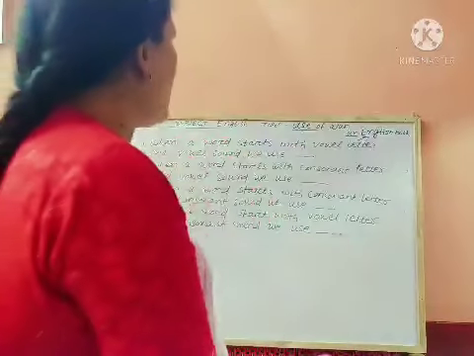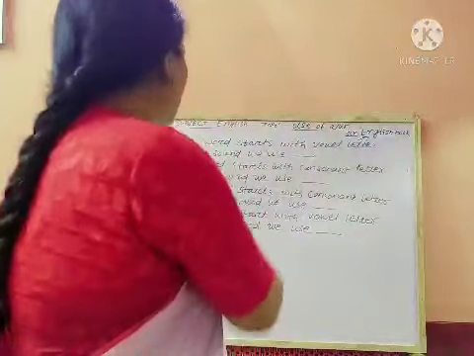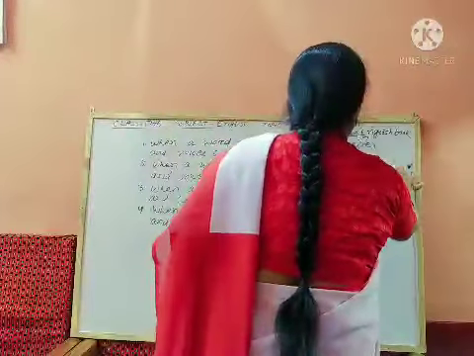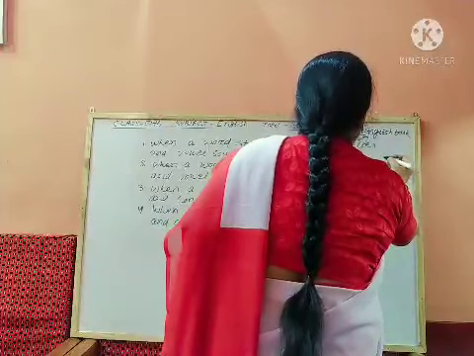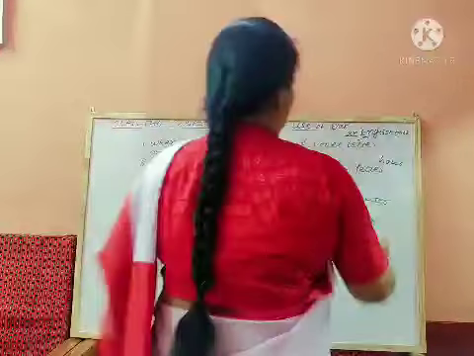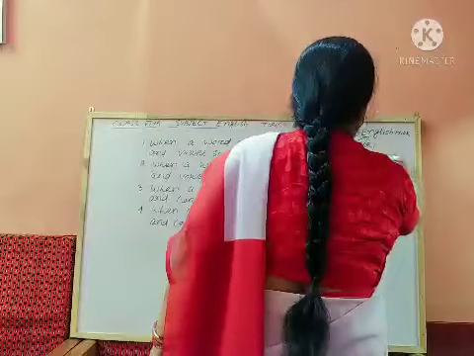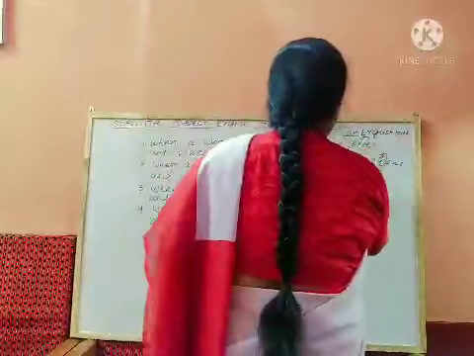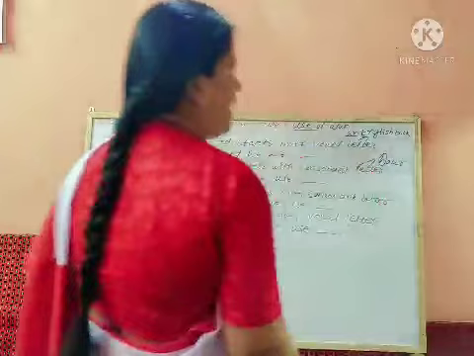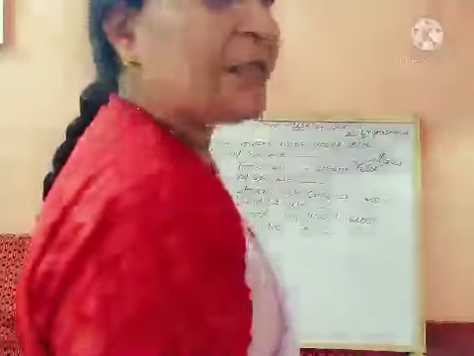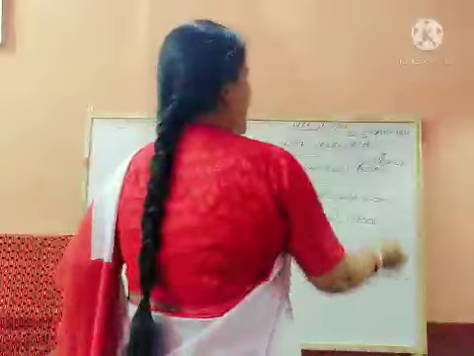Next, when a word starts with consonant letter and vowel sound. For example, hour. H is the consonant letter, but the sound is a vowel sound. So in this place we use AN. Consonant letter but vowel sound, we use an.